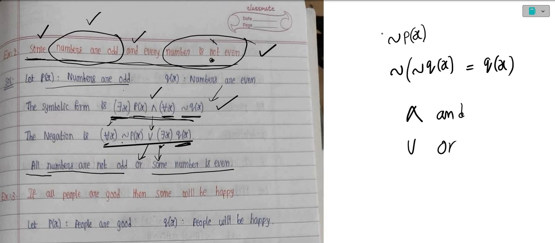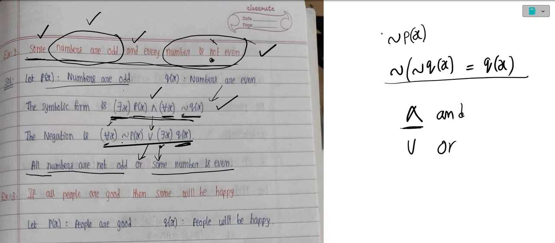Once again, here we have 'some', for that one there exists x. 'Numbers are odd' is replaced with p of x, and 'and' is replaced with inverted V. 'Every' is replaced with for all x. 'Numbers are even' is replaced with q of x. Here 'not' is there, that's why I put negation here. So I need the negation of this symbolic form. 'There exists' becomes 'for all x'. p of x becomes negation of p of x, and the 'and' symbol becomes 'or'. 'For all x' becomes 'there exists x'.